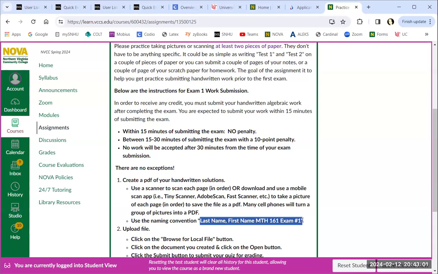So most importantly, if it was my exam, it would just say Hatch, Sandra, exam 1, or Hatch. At least Hatch needs to be the very first thing because that is how I'm going to identify to be able to put the grade in the grade book, right? So again, don't submit 4 or 5 different pages of pictures. I want you to put them all in one.